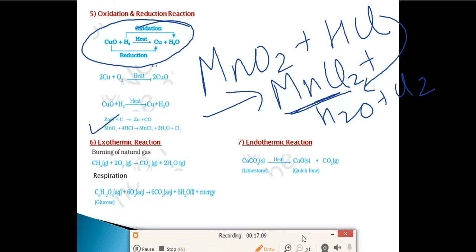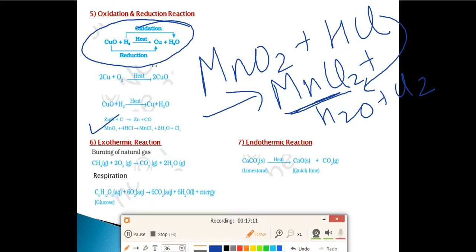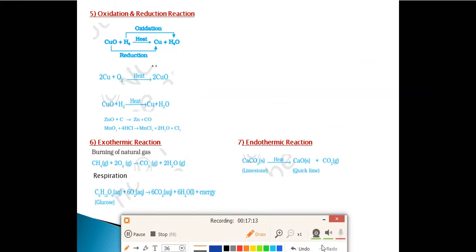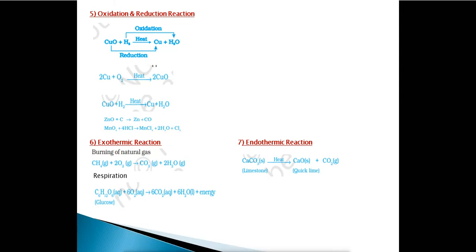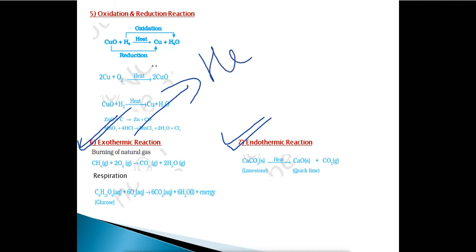Next, the two other reactions which you have to read from this chapter are exothermic and endothermic reactions. So what are exothermic and endothermic reactions? In an exothermic reaction, heat is released. A large amount of heat is released in exothermic reactions. Exo means outside. So along with the product, you can see a large amount of heat is released in that reaction. You can see burning of natural gas. Whenever we burn any fuel or natural gas in the presence of oxygen, we get the products. Along with that, a large amount of heat is also released.